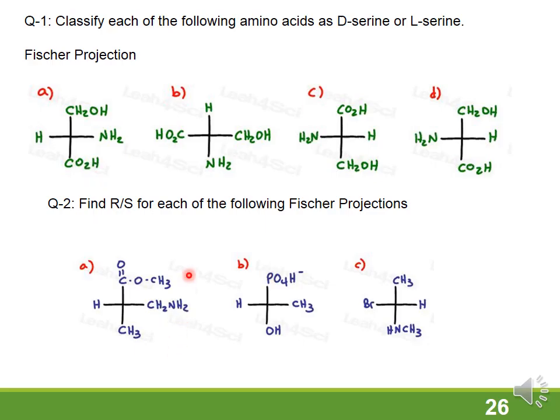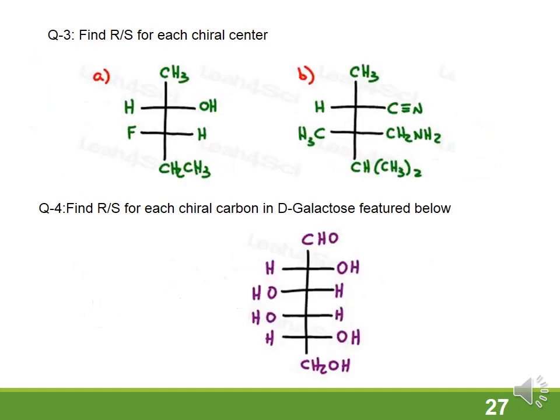This was all about the terminologies of sugars and stereochemistry, and now you have to give answers. This is the simplest quiz or assignment for you. Classify each of the following amino acids as D-serine or L-serine. This is the Fischer projection. Find R/S for each of the following Fischer projections. You have to determine the configuration, R or S, and again find the R/S configuration of each chiral center. Find R/S for each chiral carbon in D-galactose. Below, this is the structure of D-galactose. You have to give the R/S configuration to each chiral center.